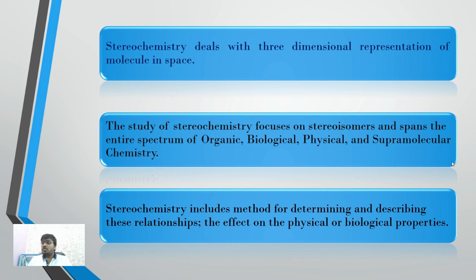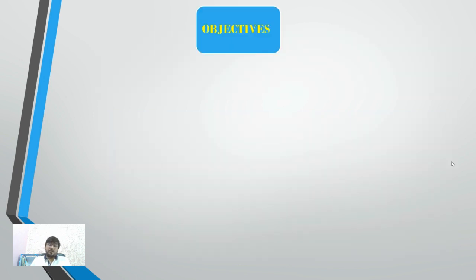So basically, stereochemistry is the branch of chemistry which deals with the three-dimensional representation of any organic molecule in space. Stereochemistry is quite useful in predicting biological, physical, and chemical properties, and somehow it is important as far as supramolecular chemistry is concerned. And stereochemistry includes methods of determining and describing the relationships between physical, biological, and chemical properties.